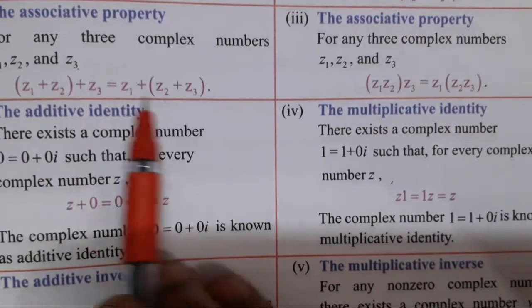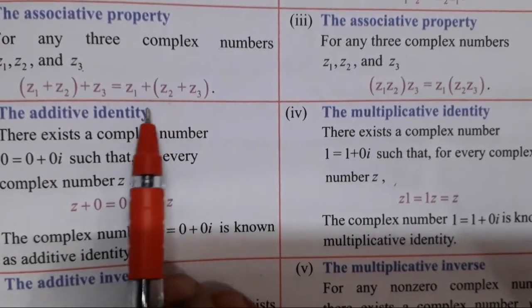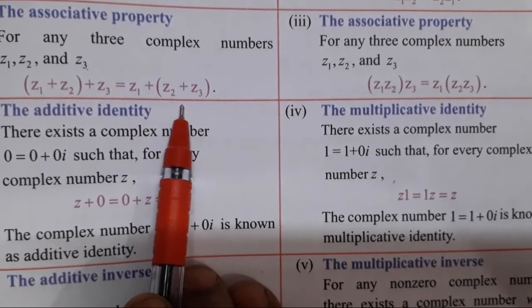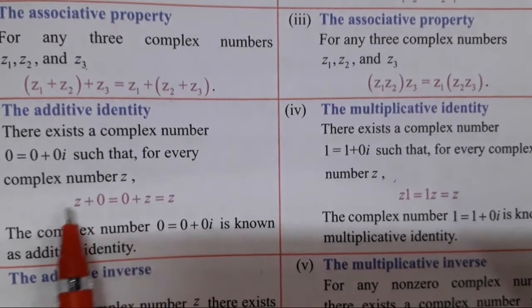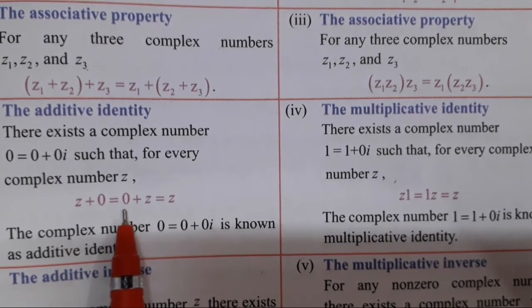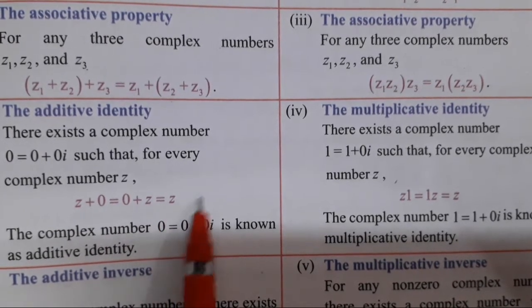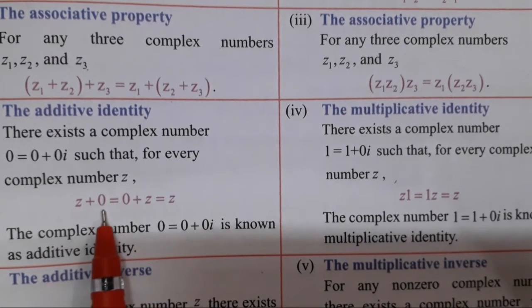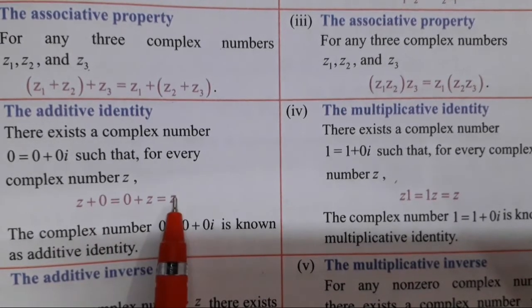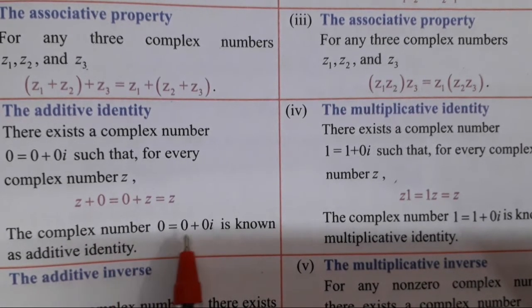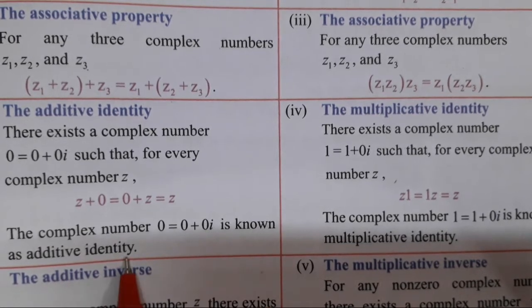So additive identity is nothing but what? Keep it in 0. If you add the complex number, we get the result also a complex number. We get the same answer. Z plus 0 equal to 0 plus z equal to z. Identity means without changing the value. If you add 0, the value of the complex number never changes. The complex number 0 equal to 0 plus 0i is known as the additive identity.